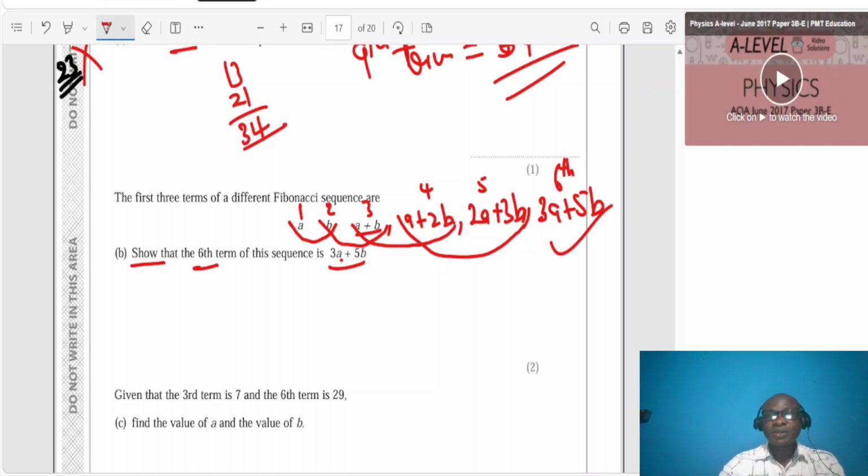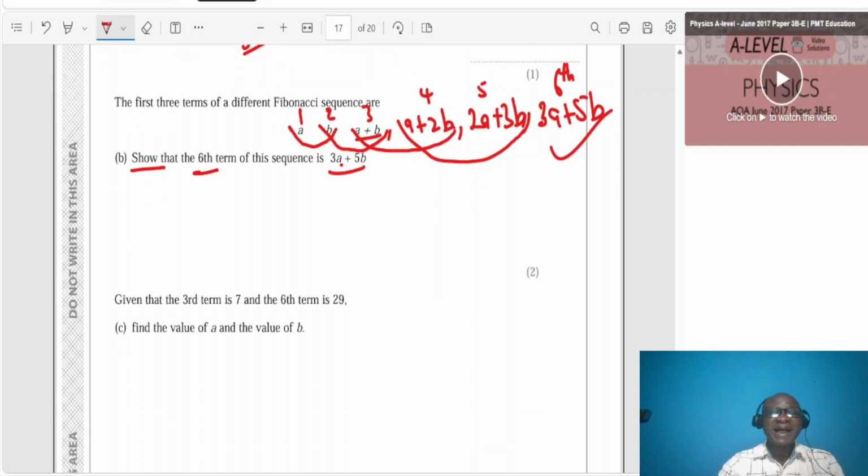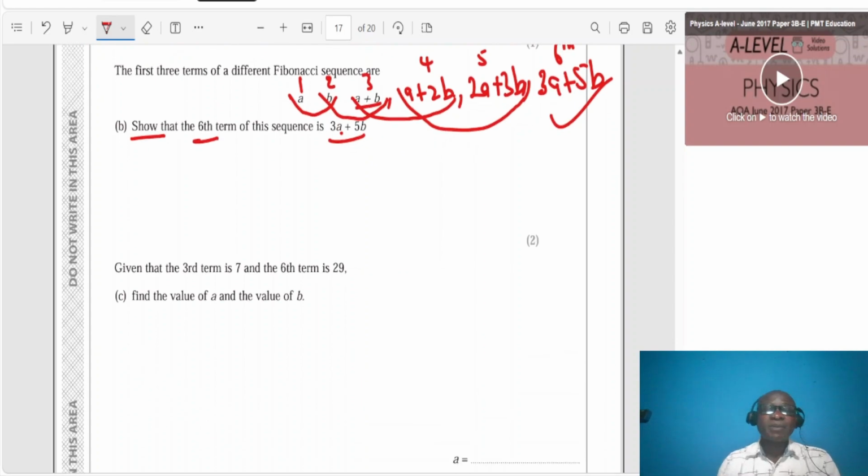Yes, sir. Did you understand my survey? Yes, sir. Beautiful. We move to the C part. Yet another question on Fibonacci. He said, going from the equation in number B, that the third term of that Fibonacci is 7. But what is the third term here? The third term there is A plus B. Don't get distracted. A plus B, which is equal to 7.